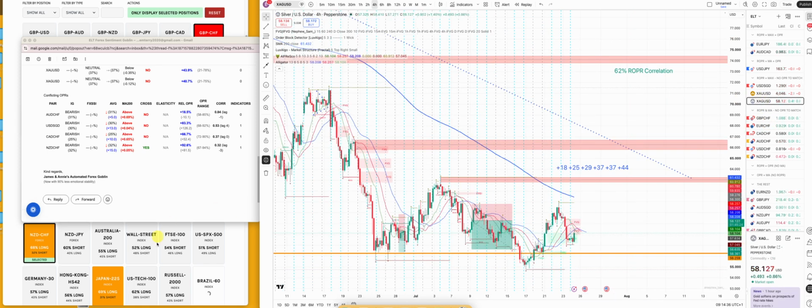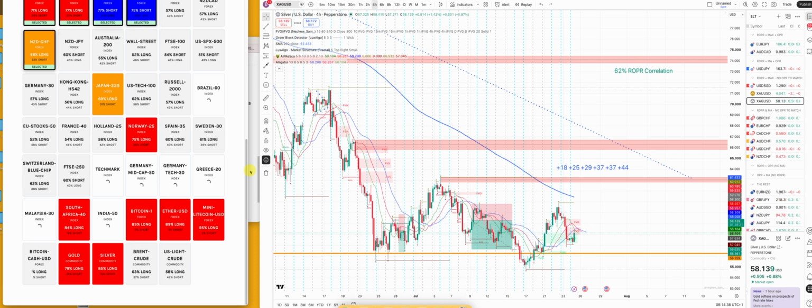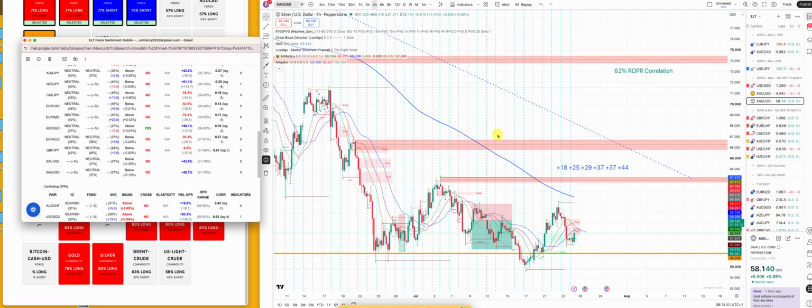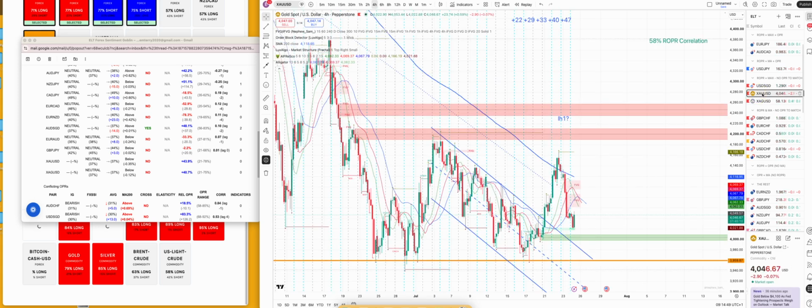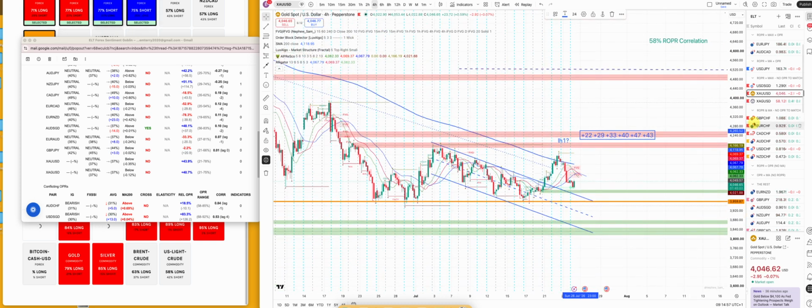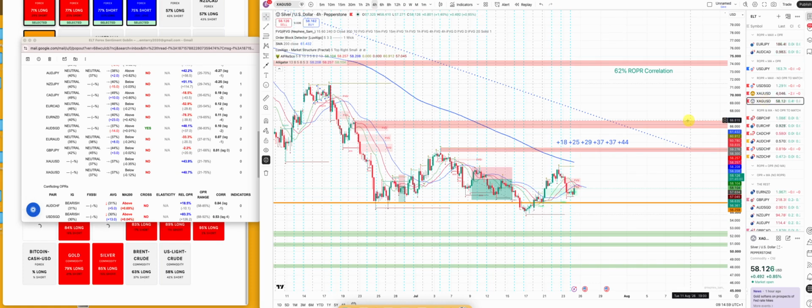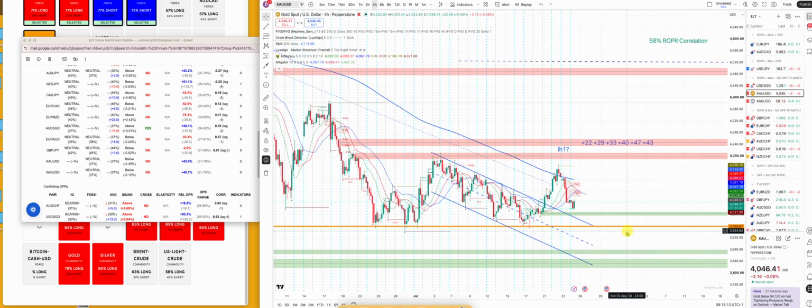Oh, sorry, let's do silver and gold before we do that. Yep. Silver and gold plus 43 and plus 40. Gold plus 43. Gold plus 40. Yeah. Needs to decide what at this line, really, doesn't it? At this point of interest.